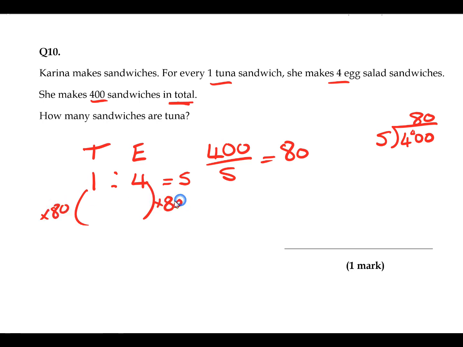Go back to your ratio and multiply each side by 80. How many tuna sandwiches does she make? Well, using our ratio method, we can see that she makes 80 tuna sandwiches.